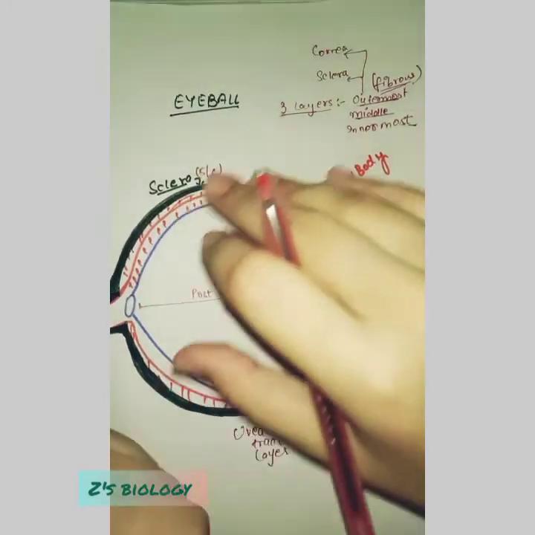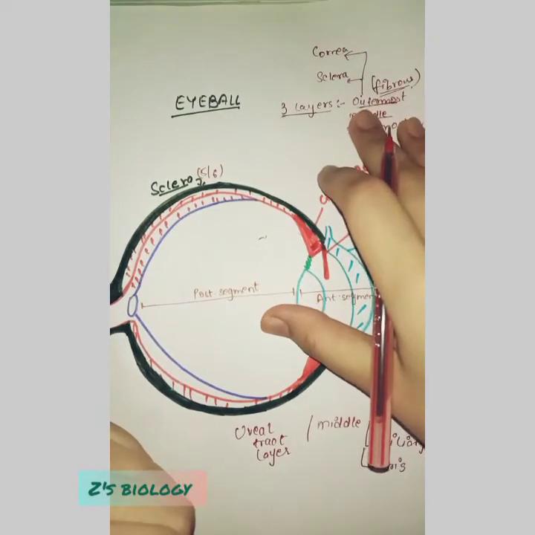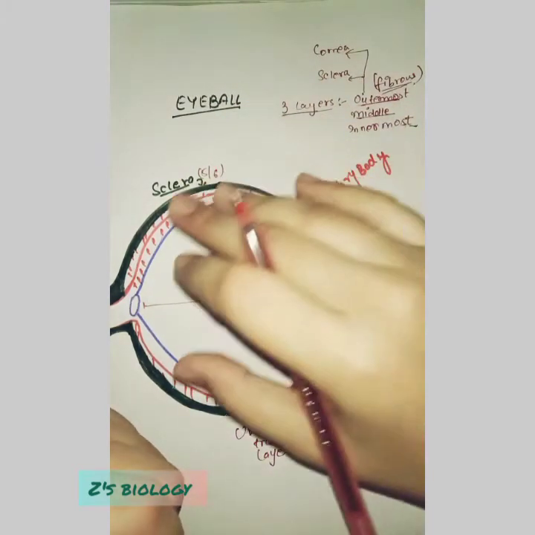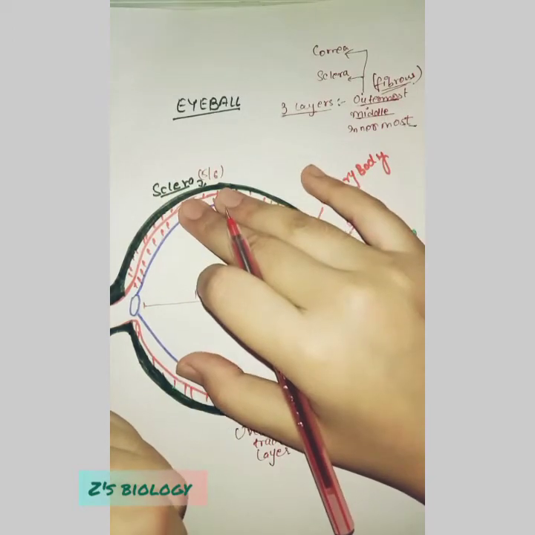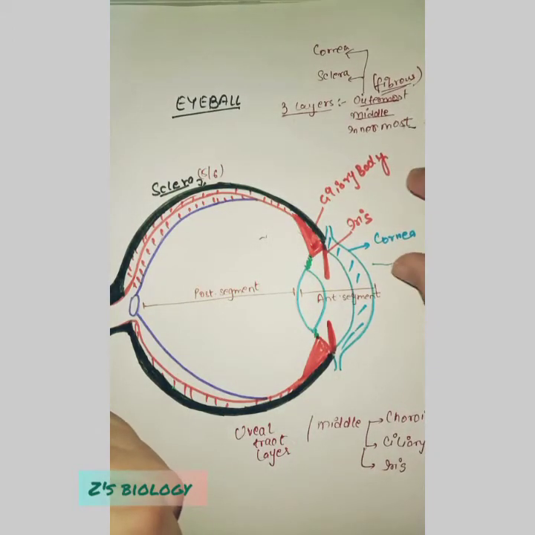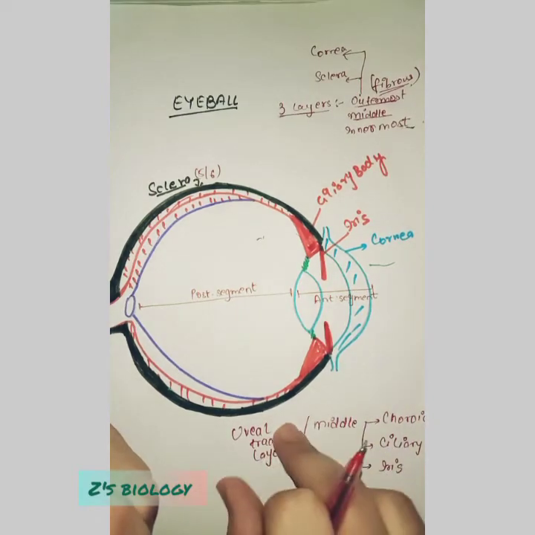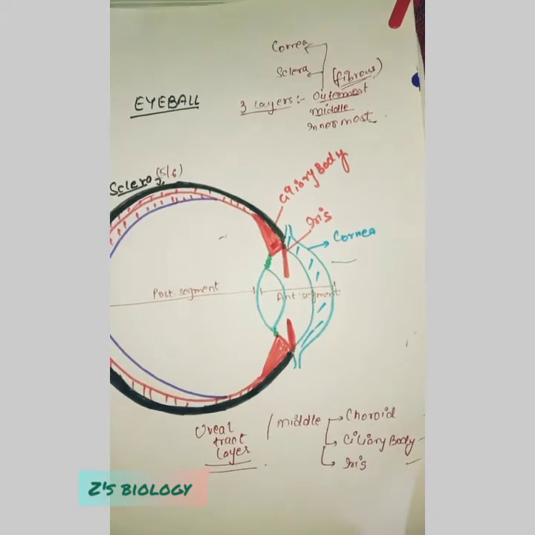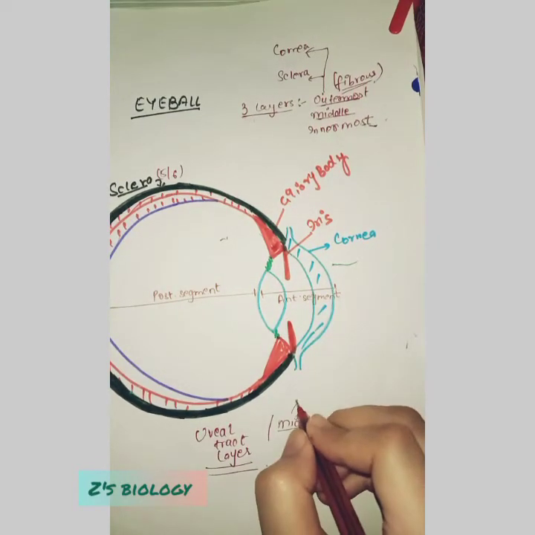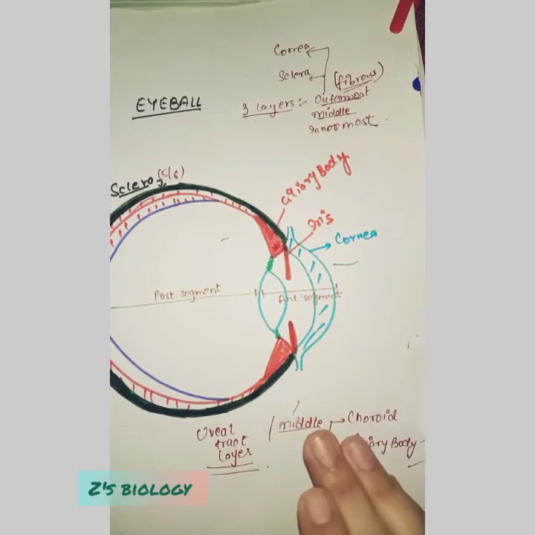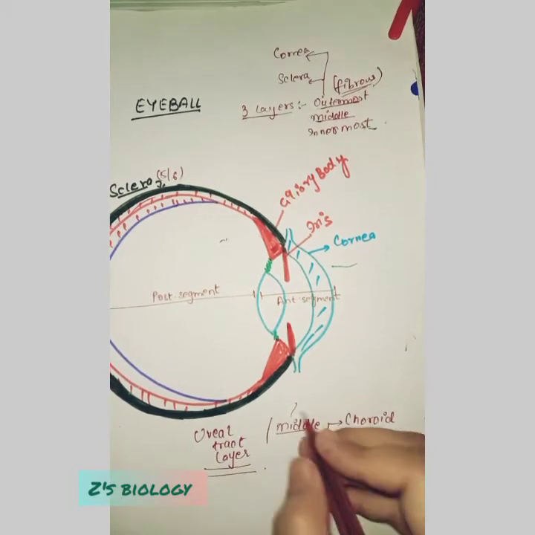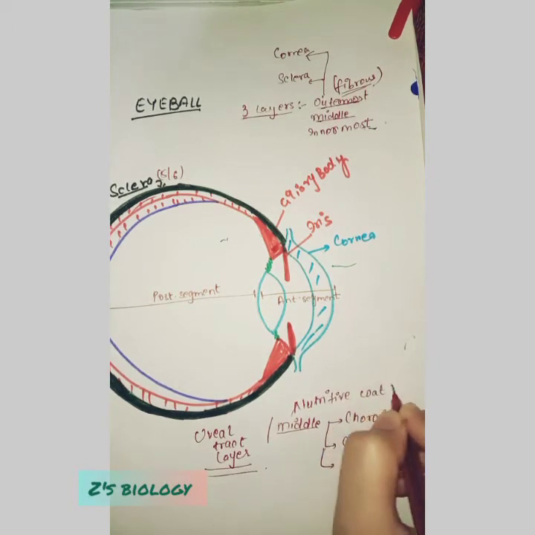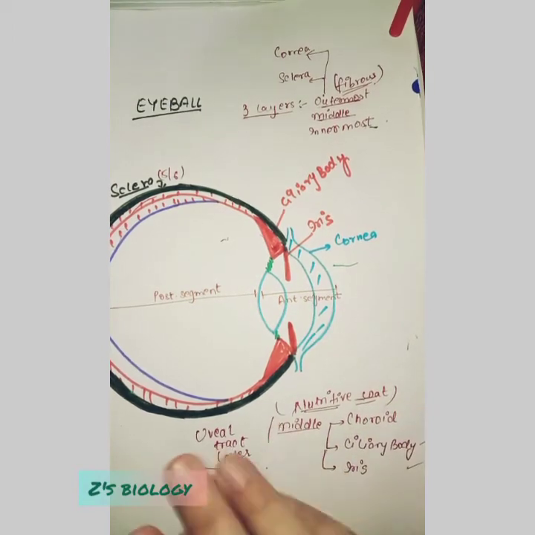And as I've already told you, the outermost layer is fibrous in nature and it is protective. The sclera is the opaque or white part of the eye, and the cornea is transparent in nature. So the middle layer is also known as the uveal tract layer, and it consists of the choroid, the ciliary body, and the iris. And it is highly vascular in nature, highly vascularized. It is the nutritive coat of the eyeball. Yes, it provides nutrition to the layers of the eye.